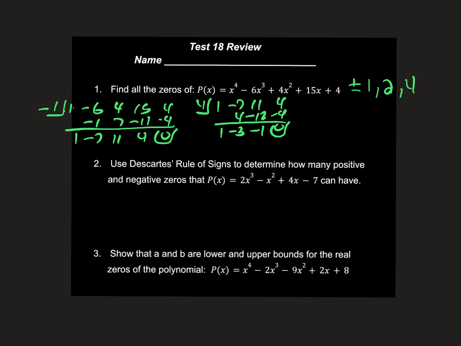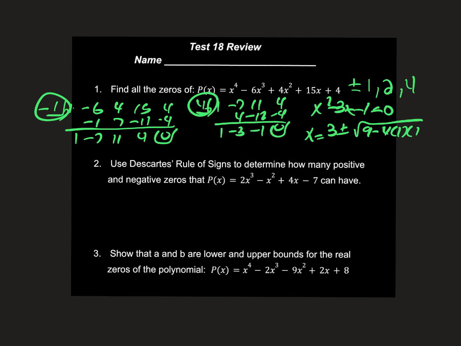So 2 of my zeros are going to be -1 and 4. That leaves me with an x squared minus 3x minus 1. So I'm just going to solve that using x equals -b, which would be +3, plus or minus the square root of b squared minus 4ac, all over 2a, which is 2 times 1. I'm running out of room here, but my zeros are going to be -1, 4, and 3 plus or minus square root of 5 all over 2. And that counts as 2 of them.